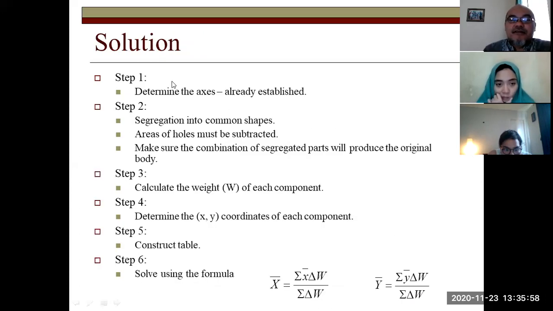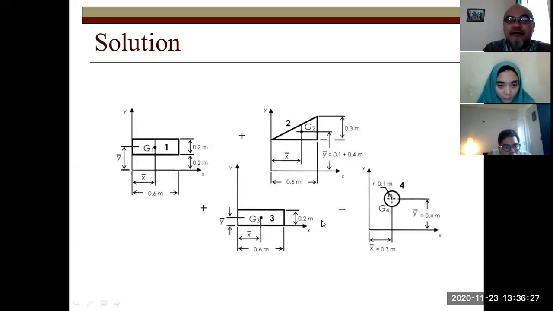So here the steps are the same. First is to determine the axis and segregate into common shapes. The areas of holes must be subtracted. Make sure the combination of segregated parts will produce the original body. Then we calculate the weight of each component, determining the x, y coordinates of each component. We construct a table. Then we solve using the formula as we have obtained earlier.